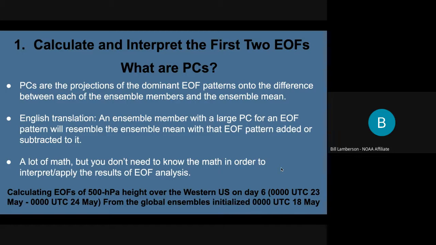To illustrate that, we're going to be calculating the EOFs of 500 millibar height over the Western US on day 6, which we have defined as 0Z on the 23rd of May to 0Z on the 24th of May, from the global ensembles that were initialized at 0Z on the 18th of May.